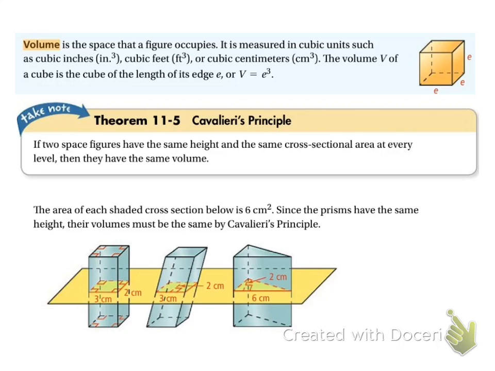So, if this one has the same height as this one, and their cross-sections are both the same area, then, even though they're different shapes, they're going to take up the same amount of volume. Okay, how much you could fit in there.